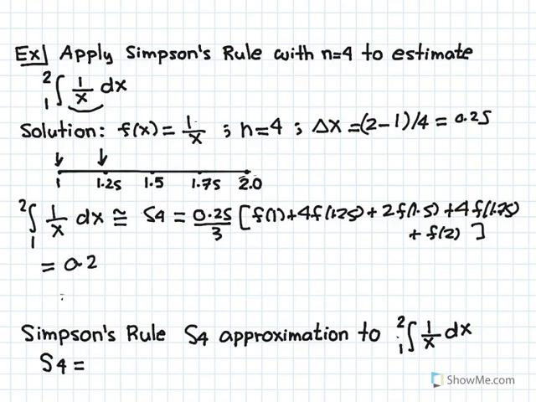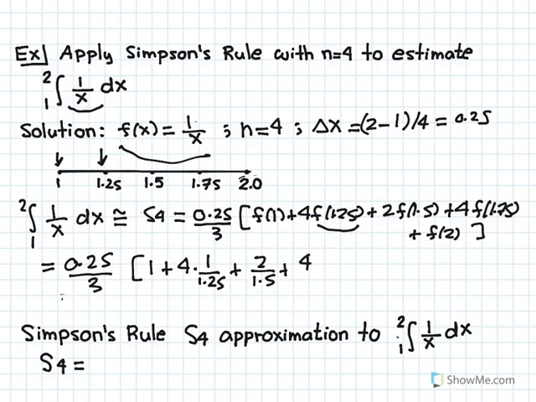Now the function is 1 over x, so let's evaluate this. We get 0.25 divided by 3, f of 1 is just 1, plus 4 times, what is f of 1.25? Well, the function is 1 over x, so it's going to be 4 times 1 over 1.25, plus 2 over 1.5, plus 4 over 1.75, and the last one will be 1 over 2. If we plug this into a calculator, the Simpson's rule approximation to this definite integral is going to be 0.69325.